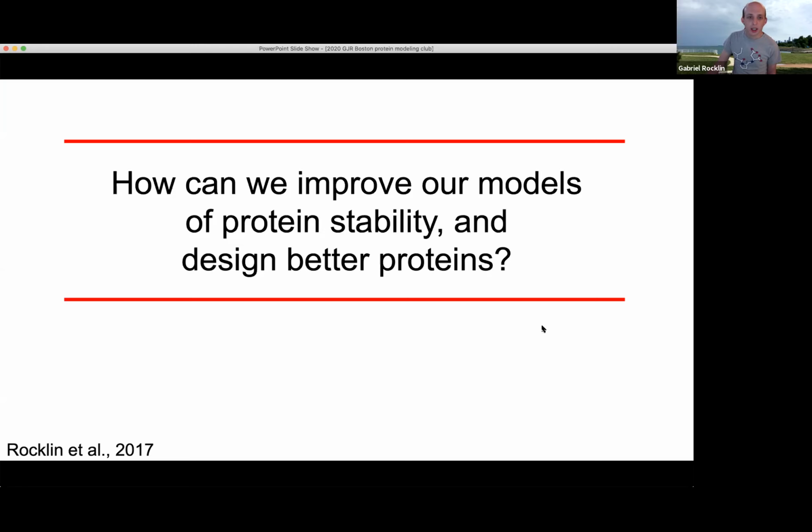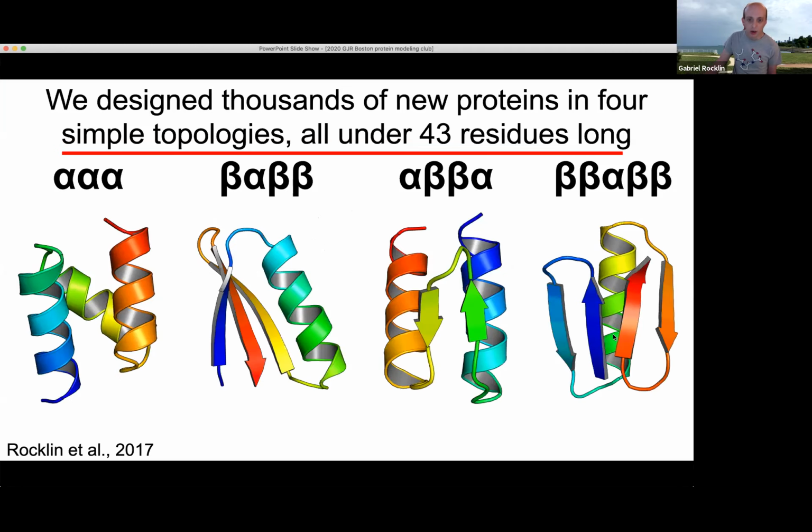And I apologize that some of you might be familiar with this work already, but it's just the background that I have to give that shows how the newer work has built on top of this. So to jump back a few years, I designed thousands of proteins in these 4 very simple topologies.